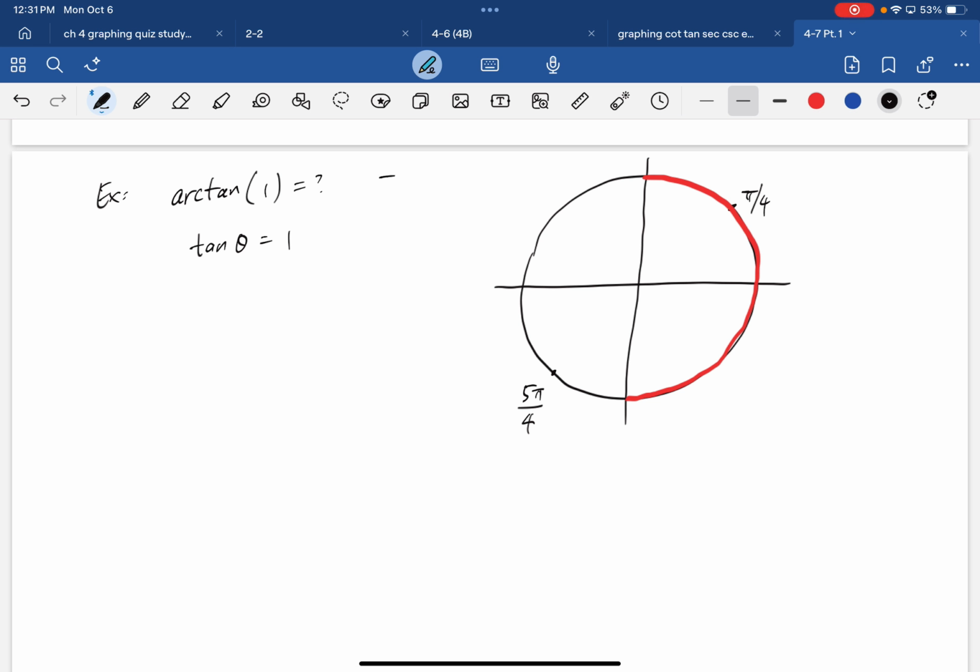Will there be no values in quadrant 3? Arctangent will not give you values in quadrant 3. Well, for any arc functions, yeah.